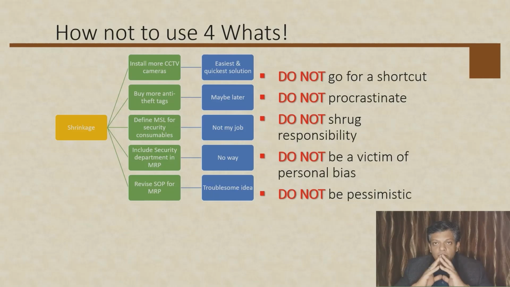So what I'm trying to explain is, when you're using the 4 watts technique for decision making, do not ever go for a shortcut. Do not procrastinate. Do not shrug responsibility. You have to own the process. Do not be a victim of personal bias, and do not be pessimistic. So take care of these 5 things, and you will be a master of this technique and a very good decision maker at the end of the day.